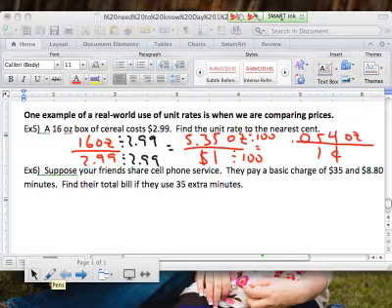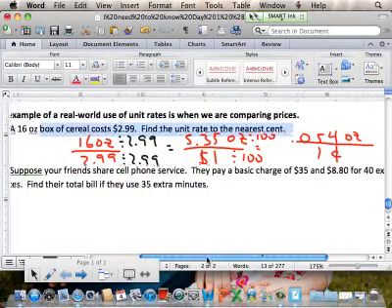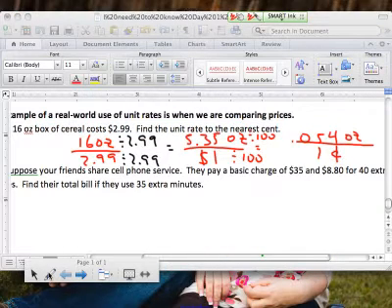All right, so example 6 says, suppose your friends share cell phone service. They pay a basic charge of $35 and $8.80 for 40 extra minutes. I'm assuming there's more written there that's not on my screen. Let me scroll over here. Yeah, for 40 extra minutes. There we go. Find their total bill if they use 35 extra minutes. So they pay $35 up front and then $8.80 for 40 extra minutes. However, they only used 35 extra minutes.